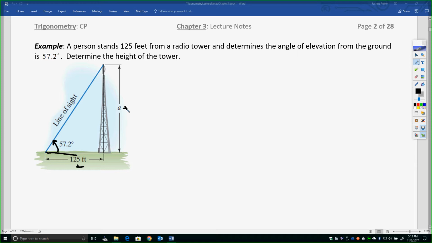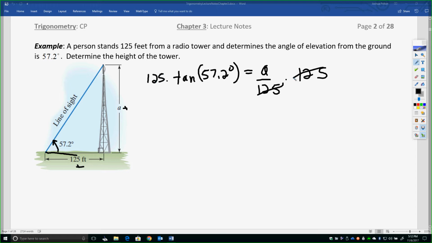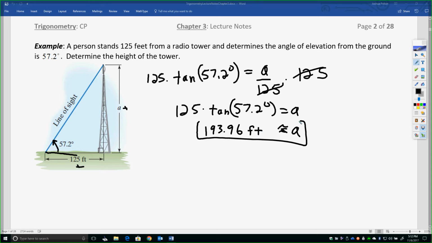So that's tangent. So tangent of 57.2 degrees equals the A over 125. So we'll times both sides by 125. Cancel, cancel. So 125 times the tangent of 57.2 degrees equals A. Again, make sure it's in degree mode. So that gives you about 193.96. In this case, it'll be feet. Okay, pause the video. We'll try the student problem.